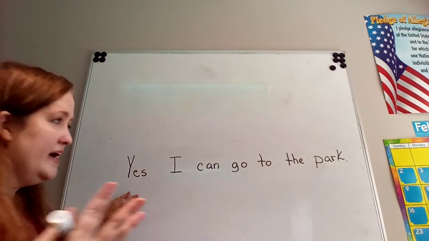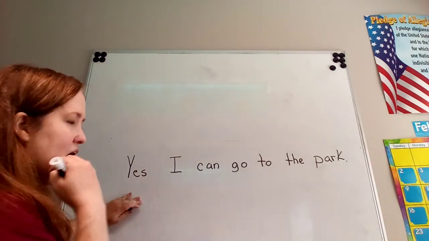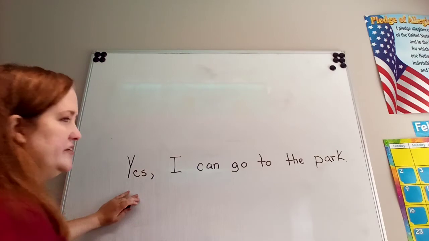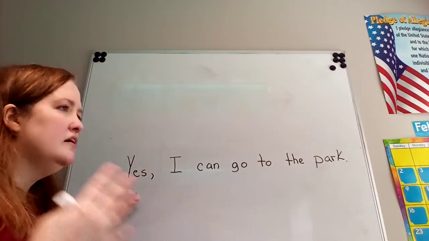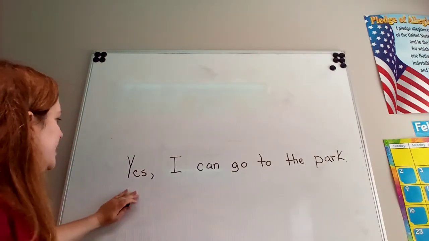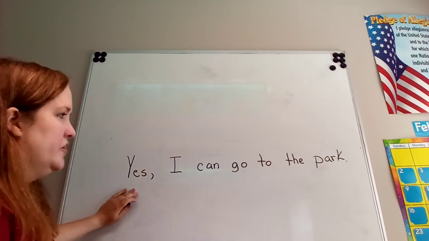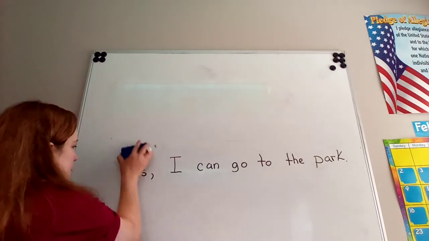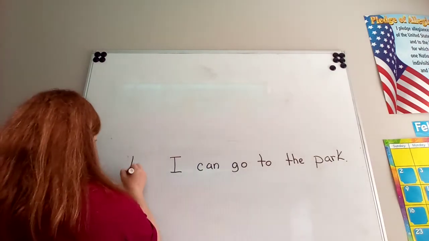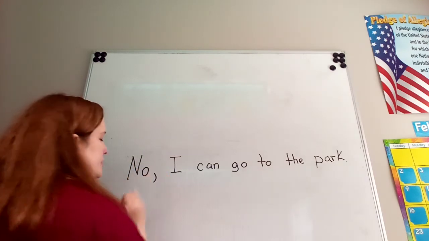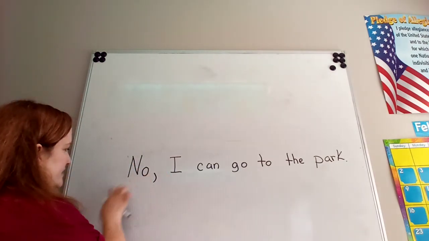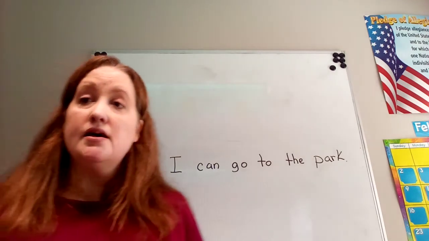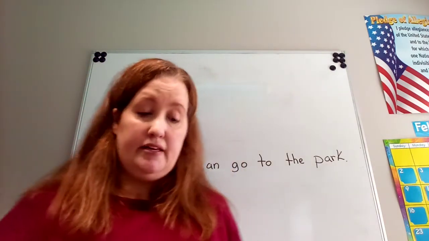When you say yes, and then you put a comma. Obviously not when you're talking, but think about it. A comma is a rest. Yes, I can go to the park. Or, no, I cannot go to the park. But when you have a yes and a no at the beginning of the sentence, put a comma and then make your statement.